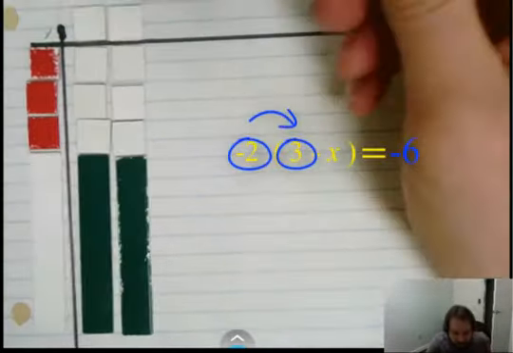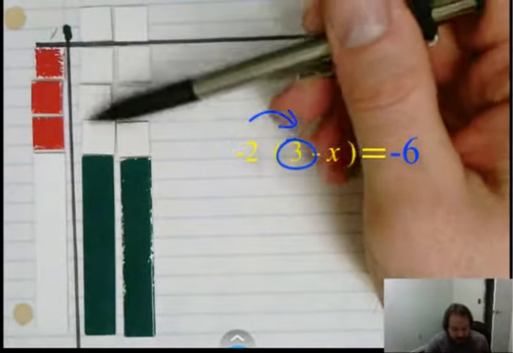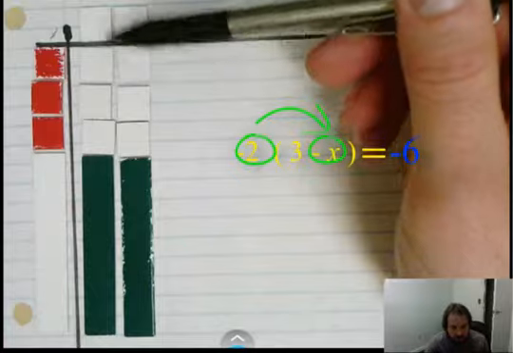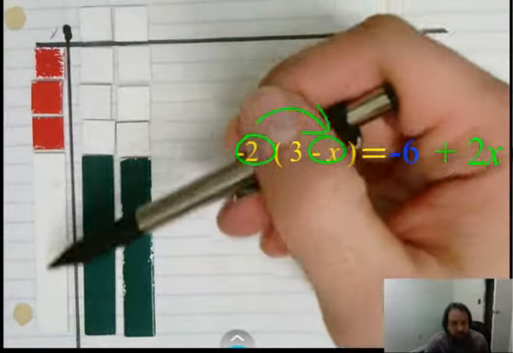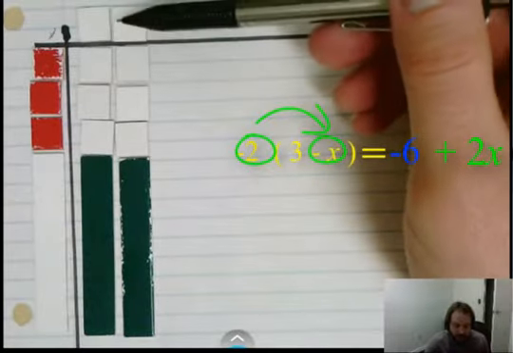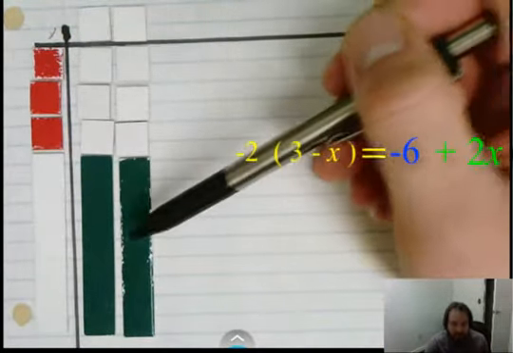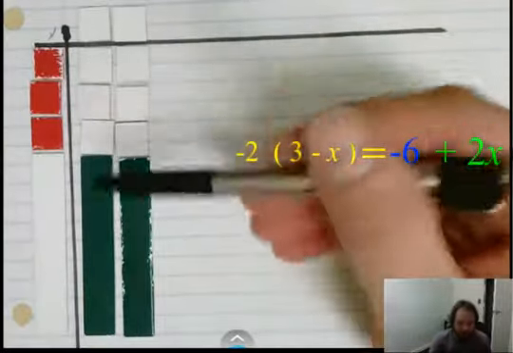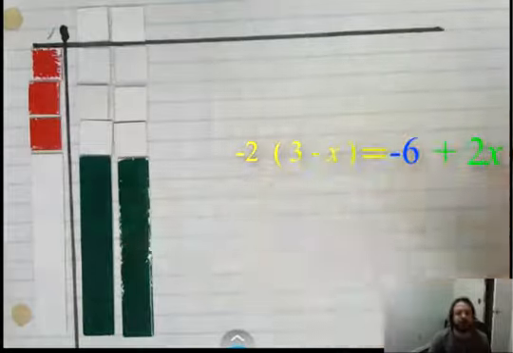So I did negative 2 times positive 3 gives me negative 6. Okay? And I also have to do now, multiply this negative 2 by my x. So negative 2 multiplied by negative x gives me negative 2x. So my answer is negative 2x plus 6, or 6 minus 2x.